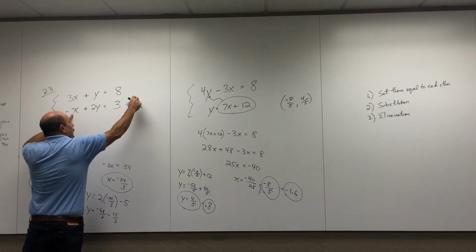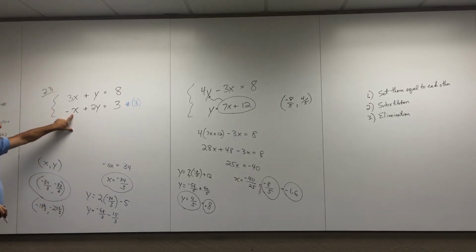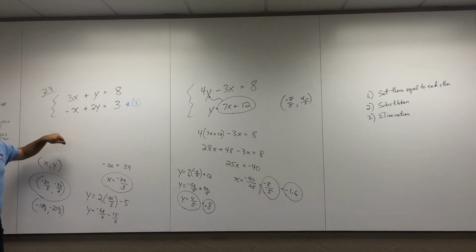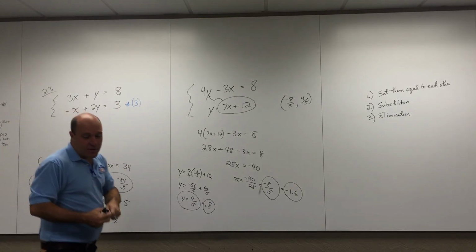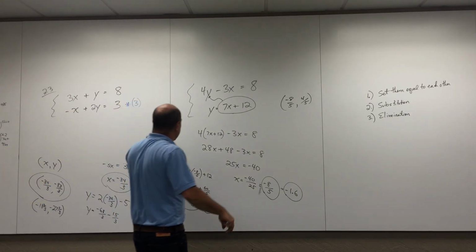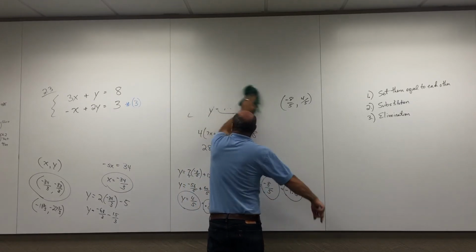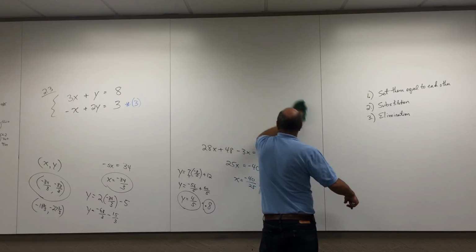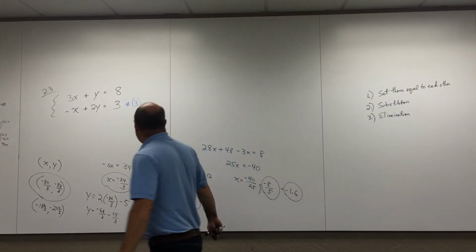Why did I say multiply it by a 3? So it'll be a negative 3x, and then when I add it to the other equation, I'll eliminate my x's. Right. So I'll do this. This is how we do the elimination method. You guys are nodding. You've seen some of this stuff before, I think. Again, we're still at the beginning of this course where you might have seen some of this.